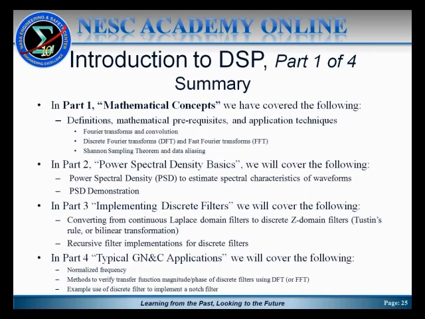This concludes part 1 of this 4-part series for Introduction to Digital Signal Processing. In this part 1, on mathematical concepts, we defined Fourier transforms and discrete Fourier transforms, and the mathematical prerequisites and analysis techniques that we'll need for the other 3 parts of this presentation. We talked about Fourier transforms and convolution, discrete Fourier transforms, fast Fourier transforms, which are just a more efficient way of computing DFTs, and we discussed the Shannon Sampling Theorem and data aliasing.